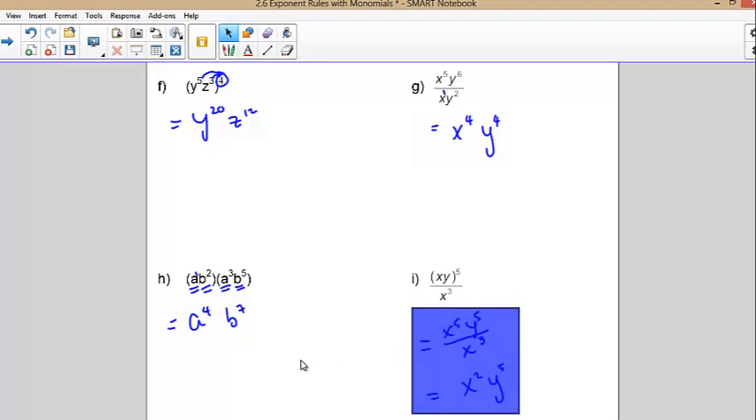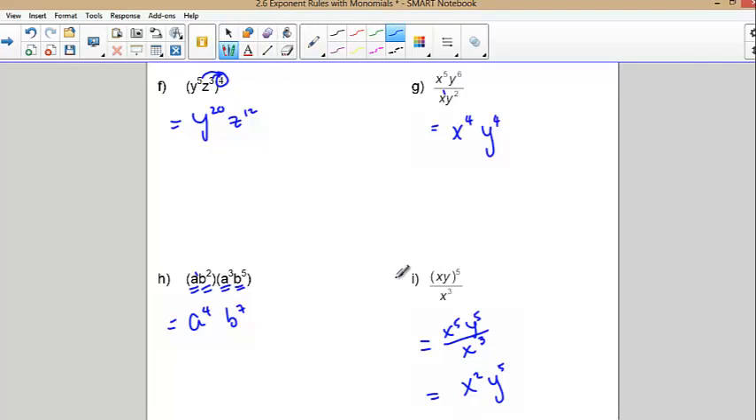This last example kind of combines G and F together. This power of 5, don't forget that it doesn't belong just to the y, it belongs to the x and the y. I mean, if you think about it, there's a 1 written behind the x, and there's a 1 written behind the y. So all of that to the power of 5 means to take xy, multiply by xy, multiply by xy 5 times. So we wind up with 5 x's being multiplied together and 5 y's being multiplied together.